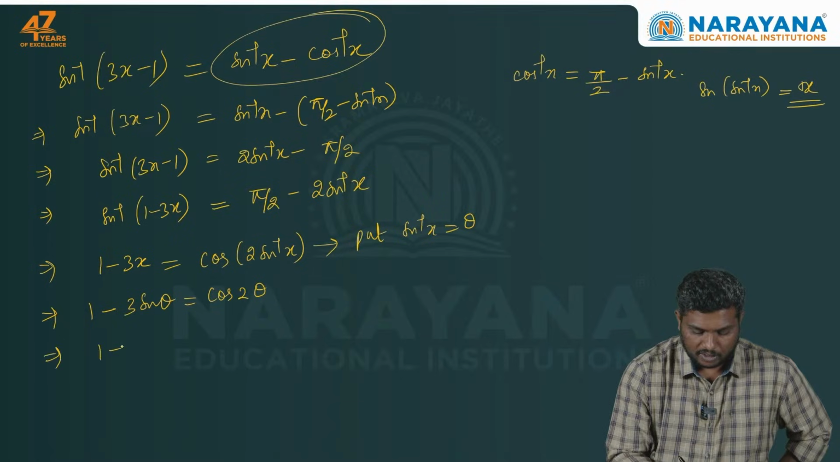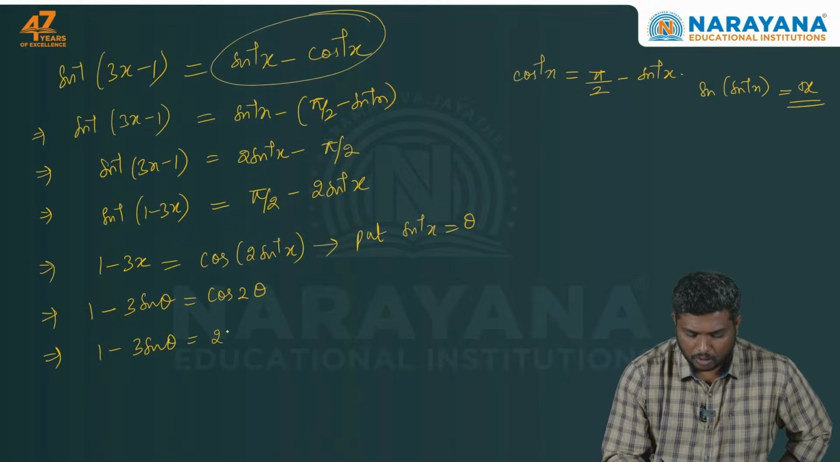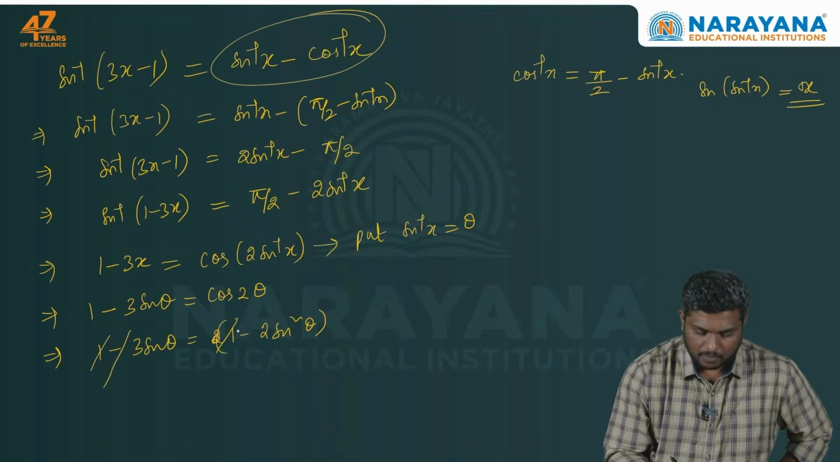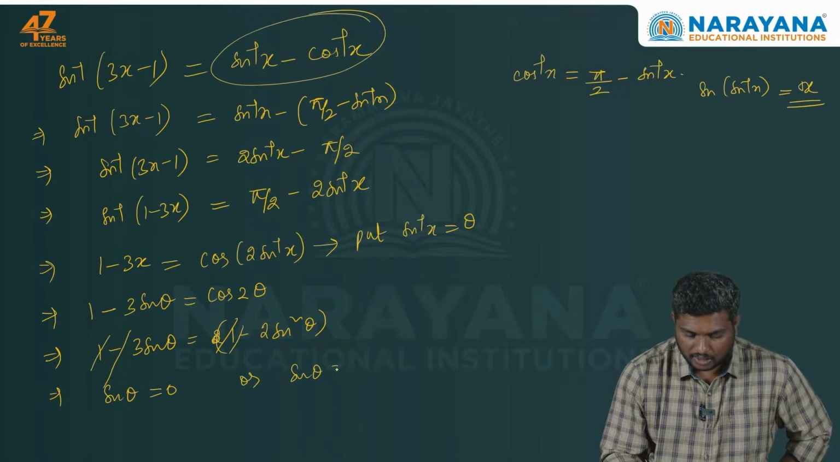So 1 minus 3 sine theta is equal to cos 2 theta. What is cos 2 theta? 1 minus 2 sine square theta. Okay, 1 gets cancelled, minus cancels. Here clearly we're getting two solutions, sine theta equal to 0 or sine theta is equal to 3 by 2.